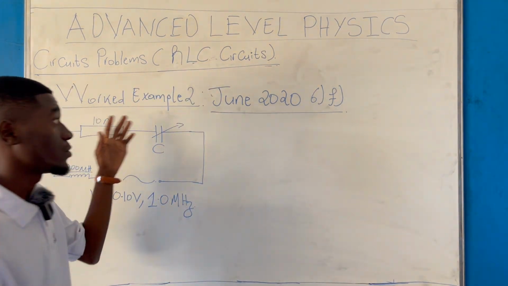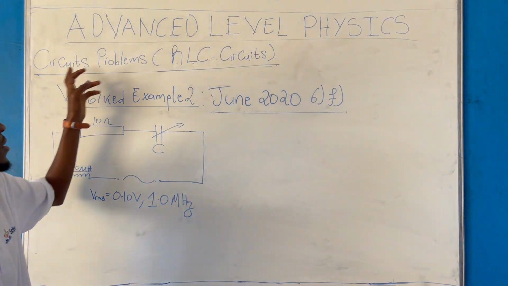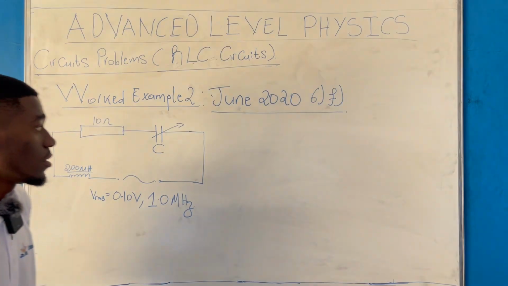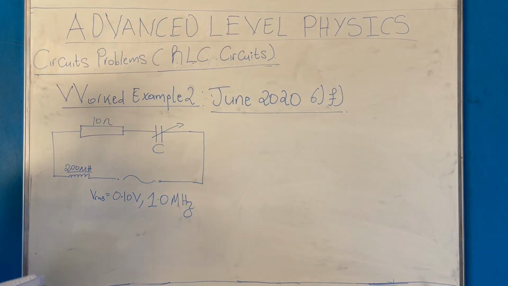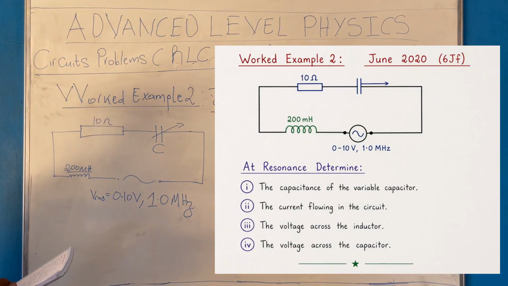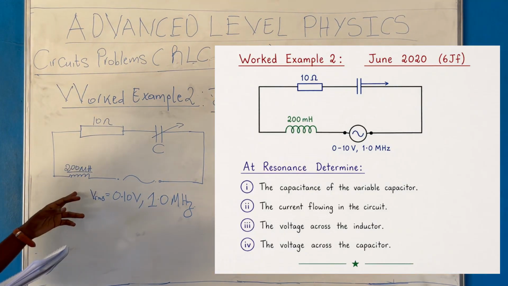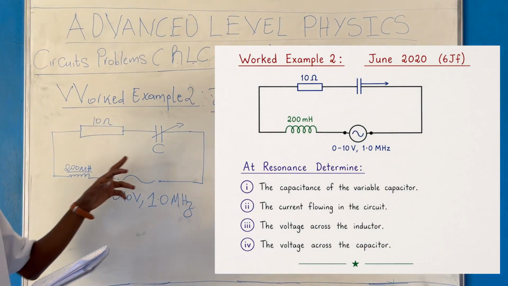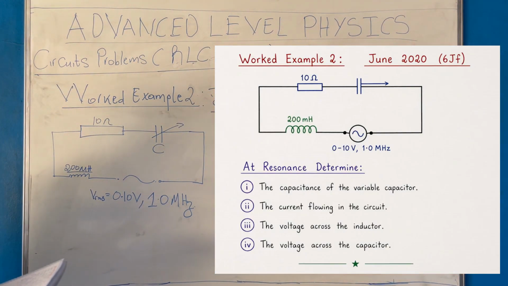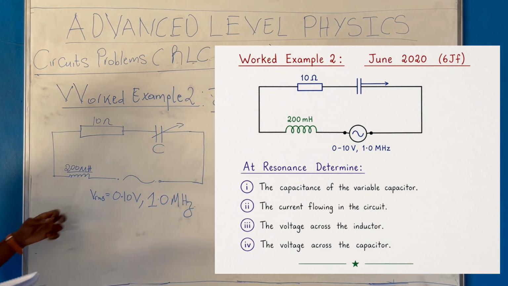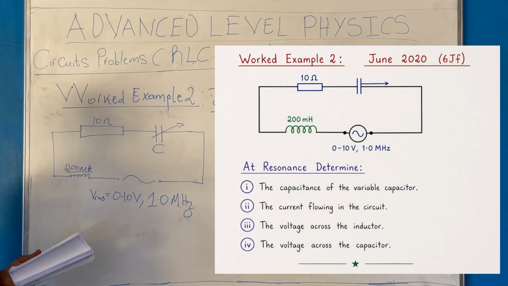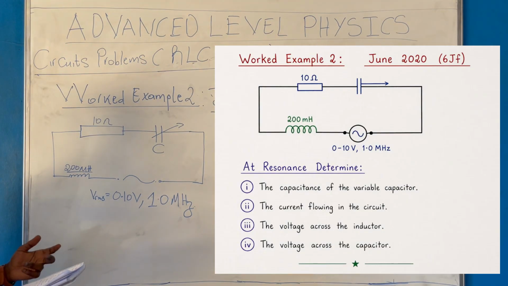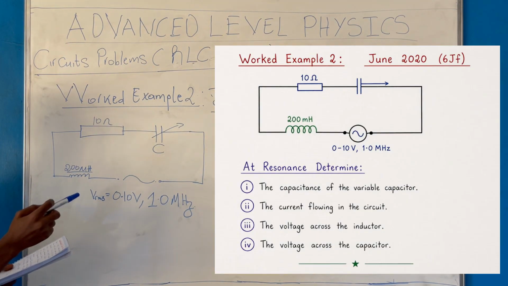So today we are working example 2, 2020 question 6F, still under series problems, RLC series. Let us see what 2020 was proposing to us. The figure shows a 200 microhenry inductor, a 10 ohm resistor, and a variable capacitor connected in series with a 0.1 volt RMS, where RMS means root mean square value, 1.0 megahertz supply.